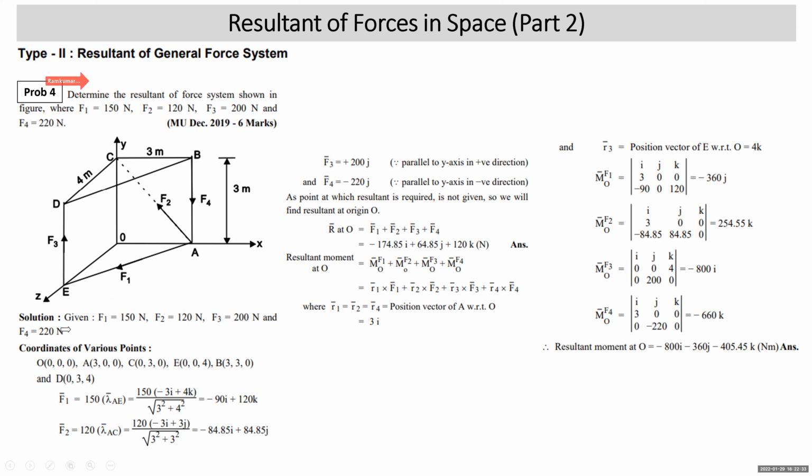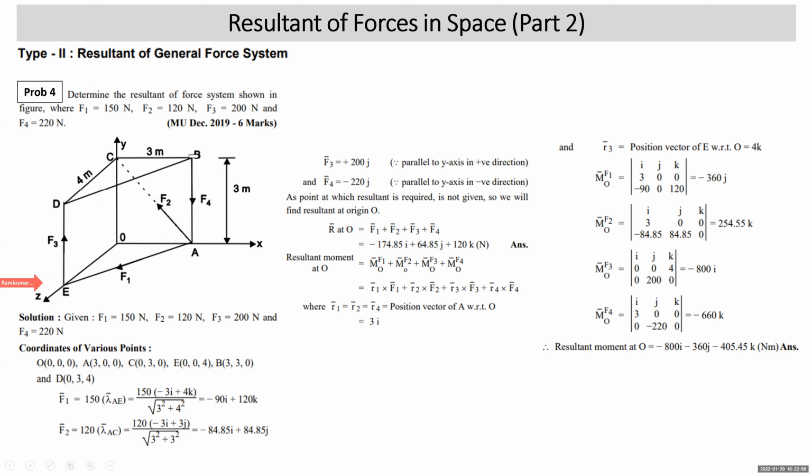Now the coordinates of the various points. This dimension is 3, this is 3, and this is 4. So we need to write the coordinates of various points. First, we write the coordinates of the points lying on the reference axes. As the origin is 0, 0, 0, the coordinates of point A lying on the x-axis will be 3, 0, 0. Coordinates of point C lying on the y-axis is 0, 3, 0. Coordinates of point E lying on the z-axis is 0, 0, 4.